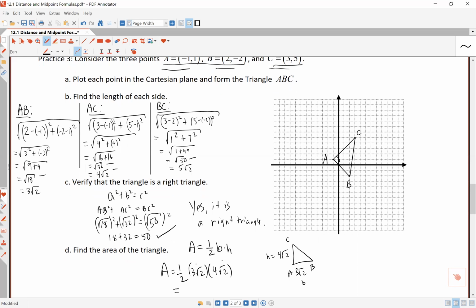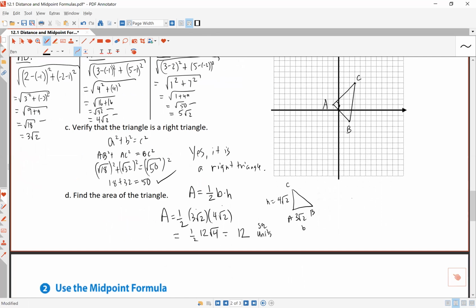3 radical 2 times 4 radical 2 is 12 square root of 4. And radical 4, or square root of 4, is 2, times 12 is 24, divided by 2 is 12. So we would say 12 square units. The area is 12 square units, whatever we're measuring the units in.